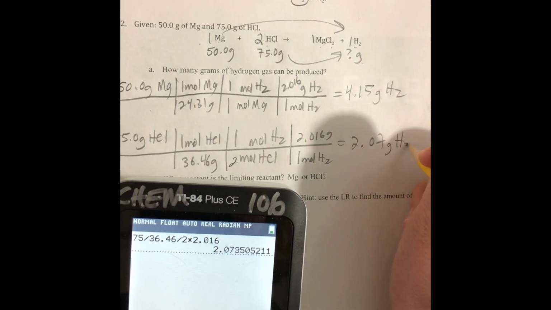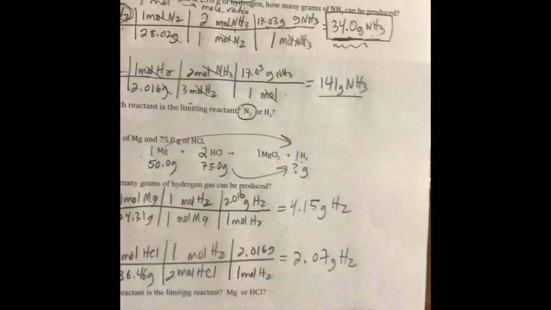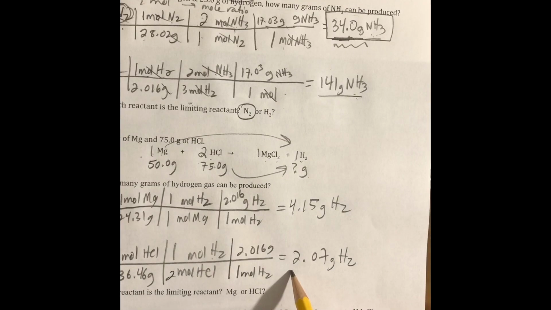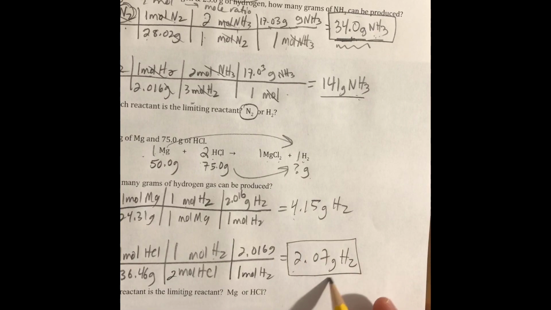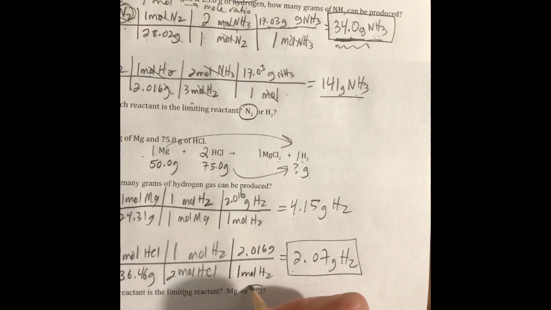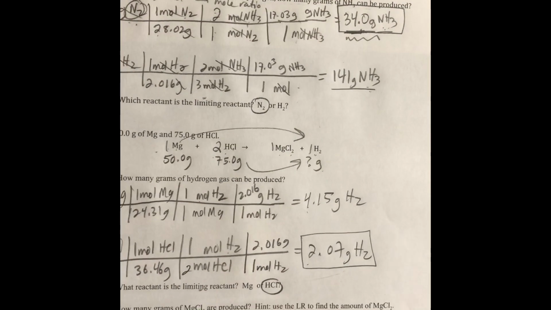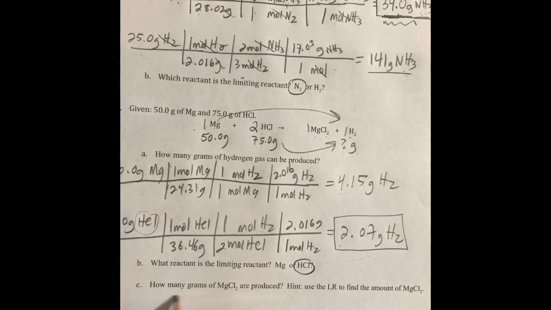2.07 grams of hydrogen. So now I look at these two, and the one that produced the least is the answer. 2 is smaller than 4, so that's the answer. And that tells me, go way back to the beginning, that I have HCl in a limited amount. So hydrochloric acid is my limiting reactant. And I have one more follow-up question here. How many grams of magnesium chloride are produced?